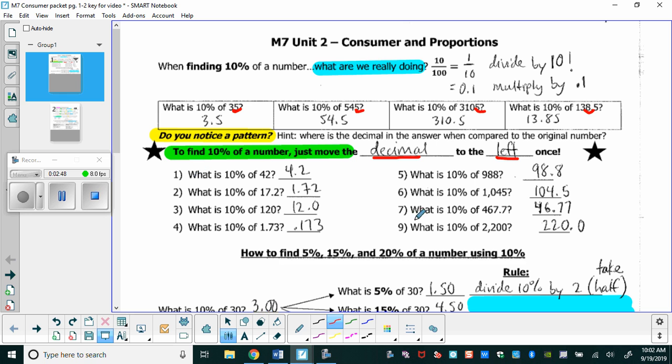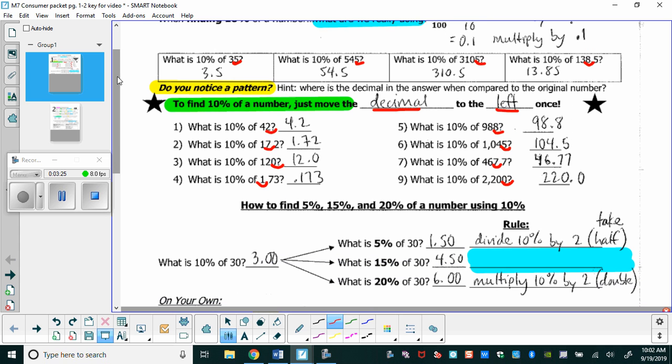All right? So I'm going to walk you guys through these examples here. I'm just going to move the decimal once to get 4.2. I'm going to move the decimal once to get 1.72. Again, finding 10% of any number, you just move the decimal once. And for this last one, number 4 here, notice when I move it left once, I get a 0.173. All right, for this next one, move the decimal once, 98.8. Moving this decimal once, 104.5. Moving the decimal once. And last but not least, move the decimal once. And that's how we get 10% of any number. You can simply move the decimal once to the left.